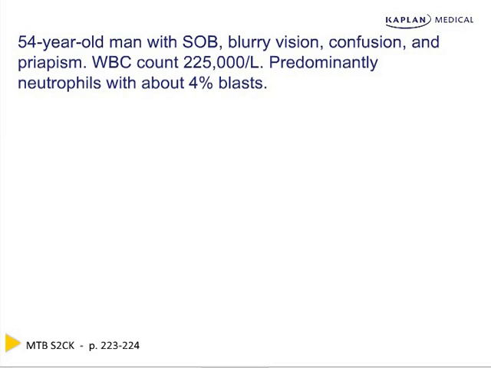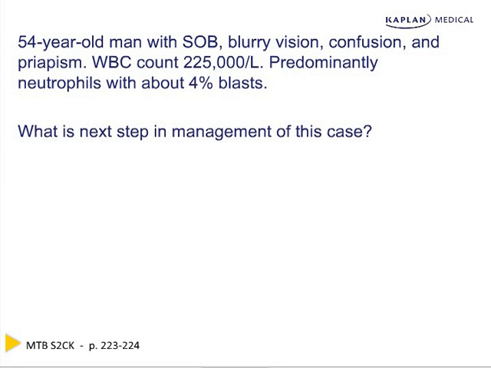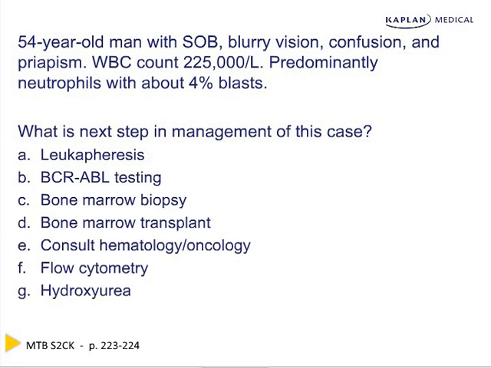225,000. Wow. Remember, normal white cell count is under 10,000, 4 to 10,000. Now, this is predominantly neutrophils with a small number of blasts. What's the next step in the management of this patient?